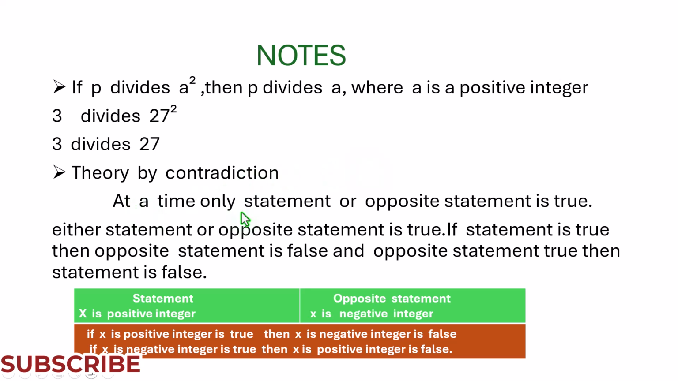Proof by contradiction: at a time, only the statement or the opposite statement is true. If the statement is true, then the opposite statement is false, and if the opposite statement is true, then the statement is false. Statement: x is a positive integer; opposite statement: x is a negative integer. If x is a positive integer is true, then x is a negative integer is false. If x is a negative integer is true, then x is a positive integer is false.